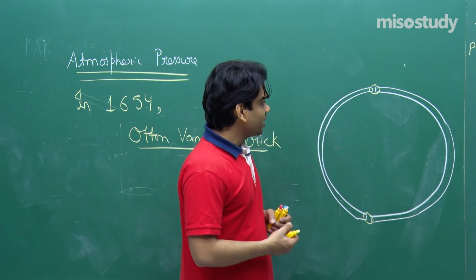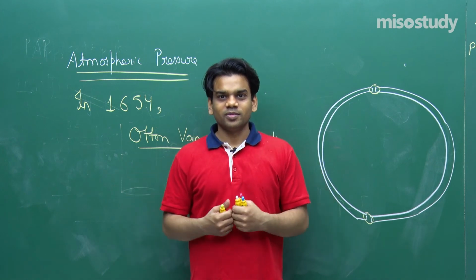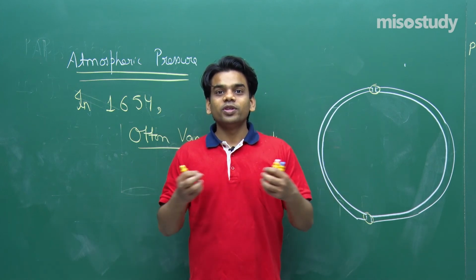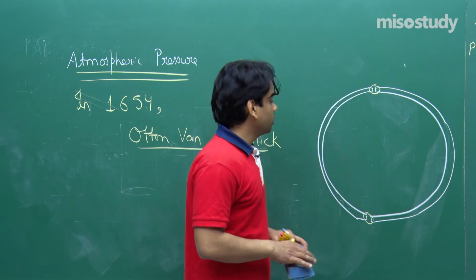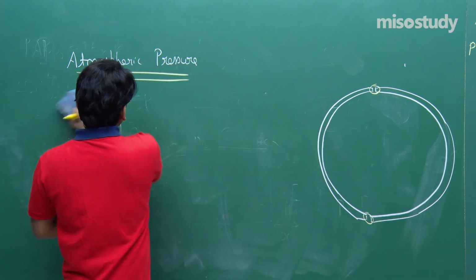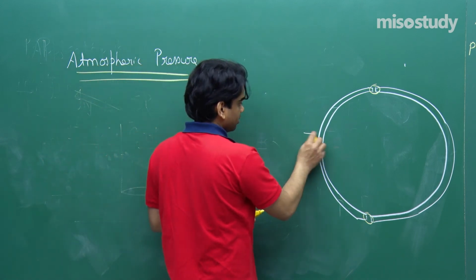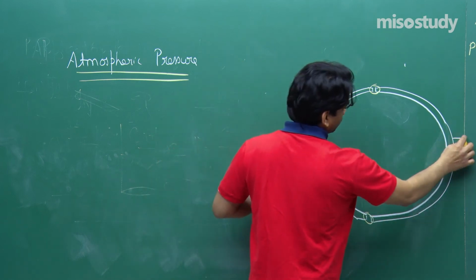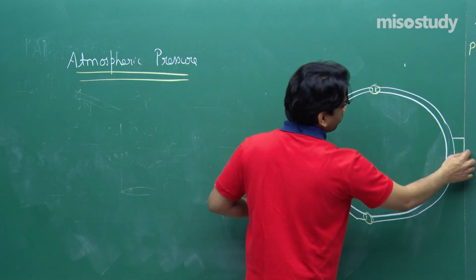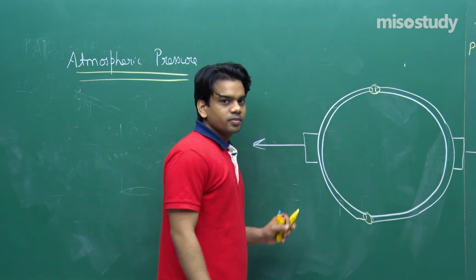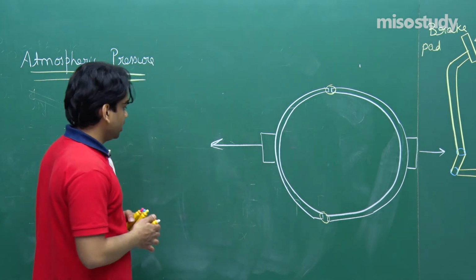Now what happened, he was trying to remove them separately. He was trying to separate them from each other, but it was very difficult to separate. And it is said that he connected these spheres from two sides, and he joined ropes, and these ropes were connected to horses, such that 10 horses were pulling from each side.